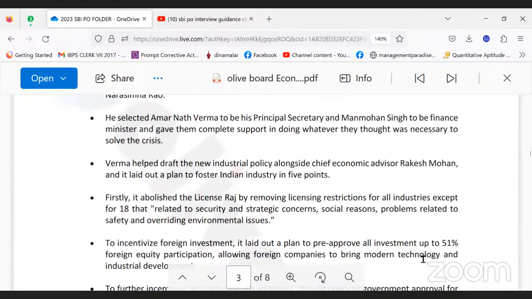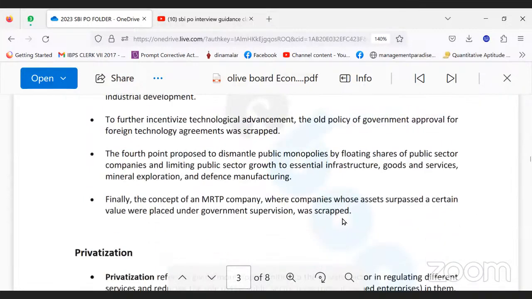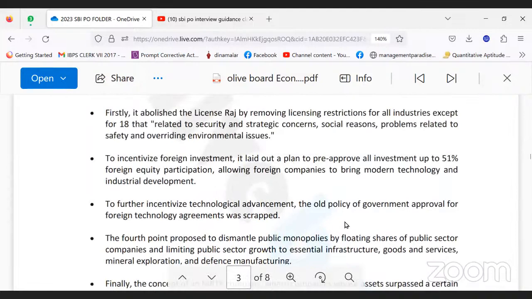To further incentivize technological advancement, the old policy of government approval for foreign technology agreements was scrapped.